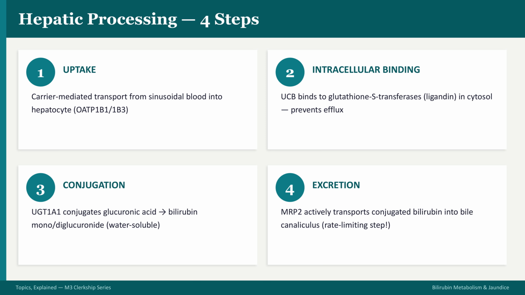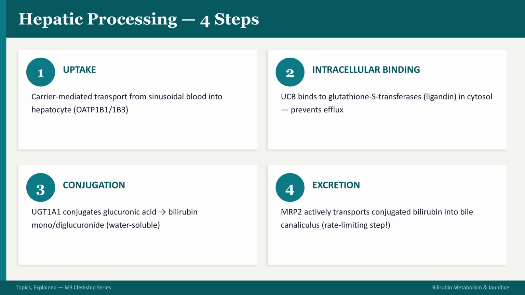Inside the hepatocyte, bilirubin binds to glutathione S-transferases, historically called ligandins, which keep it in solution and prevent it from leaking back out. Step 3 is conjugation. This is where the magic happens. The enzyme UGT1A1, or uridine diphosphate glucuronosyltransferase, attaches 1 or 2 glucuronic acid molecules to bilirubin, creating bilirubin monoglucuronide and diglucuronide. This disrupts those internal hydrogen bonds and makes the molecule water-soluble. And step 4 is excretion into the bile canaliculus via MRP2, an energy-dependent transporter.